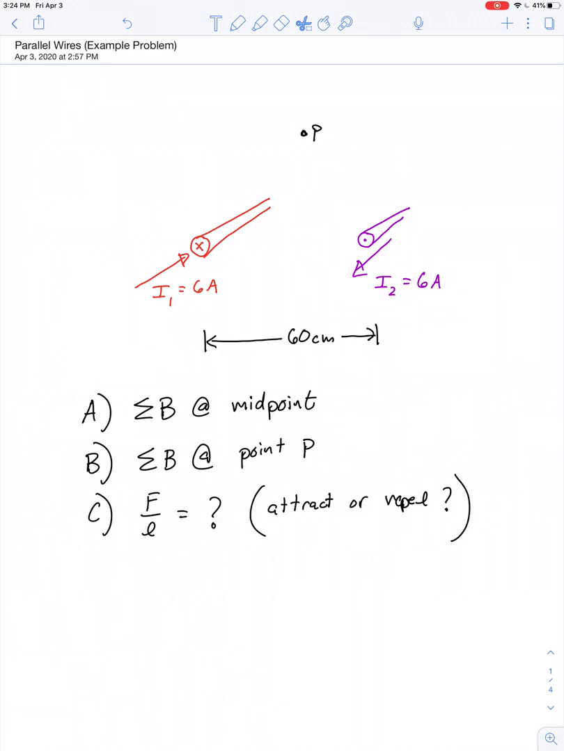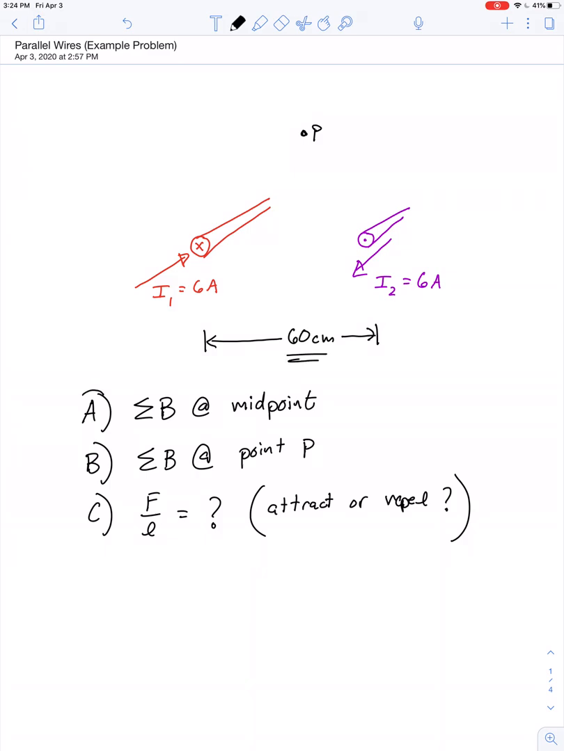So here's an example problem on currents in parallel wires and the overall magnetic field that they produce, as well as what sort of force of attraction or repulsion they exert on one another. You can see two wires are shown. The one on the left carries a current of 6 amps into the page, and the wire on the right carries a current also of 6 amps but pointing out of the page. The two wires are separated by a distance of 60 centimeters.